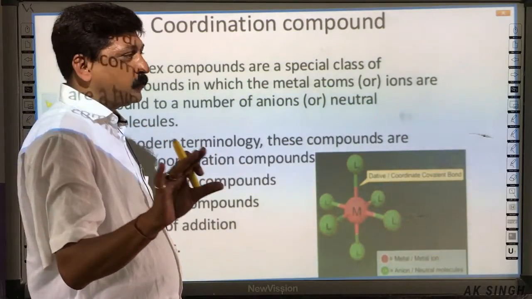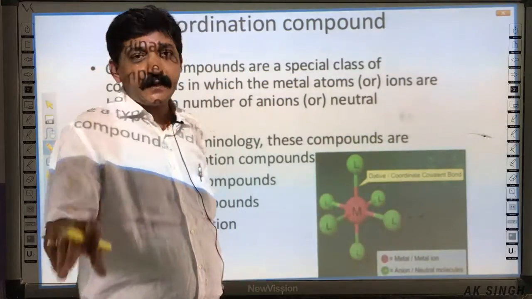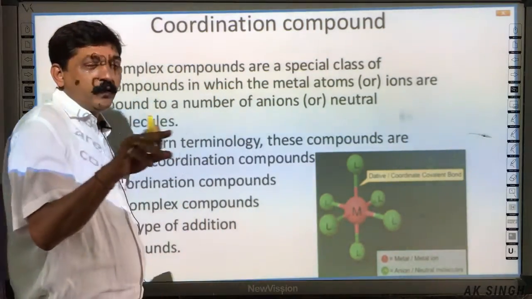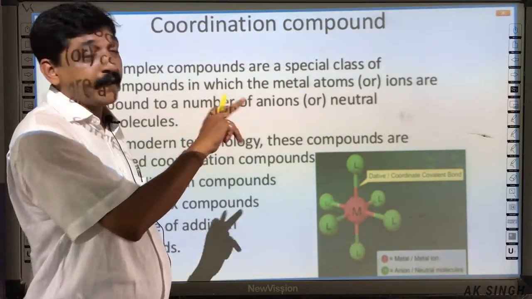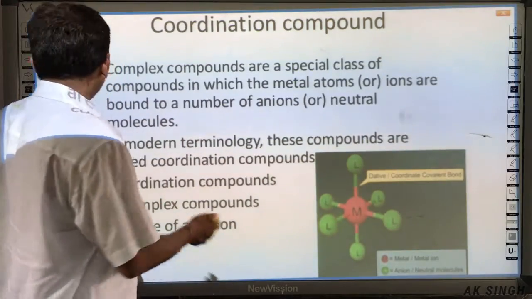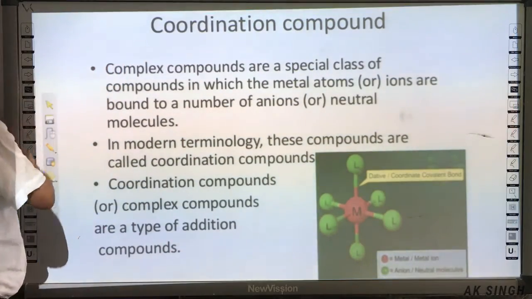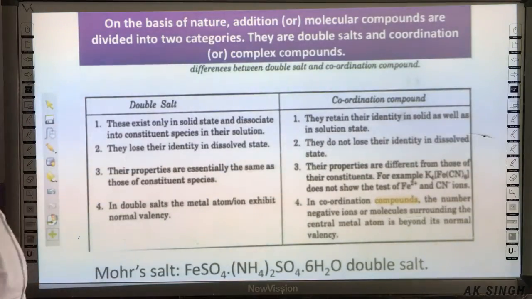Addition compounds are of 2 types. One is coordinate compound, another is a double salt. Coordinate compound will retain its identity in the solution, while double salt will split into the ions and give the test for the ions. So we'll move to the next slide. The difference between the double salt and coordinate compound I explained earlier.